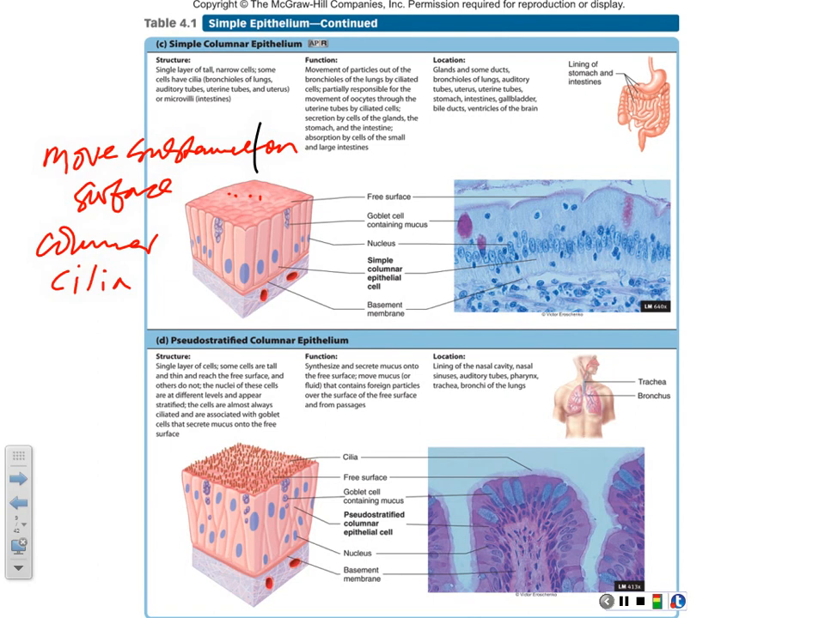So that's moving substances, and it's ciliated. So you get those uterine tubes, you get the bronchioles, and some of them have, instead of cilia, microvilli in the intestines, which increases surface area. It's a different function a little bit.